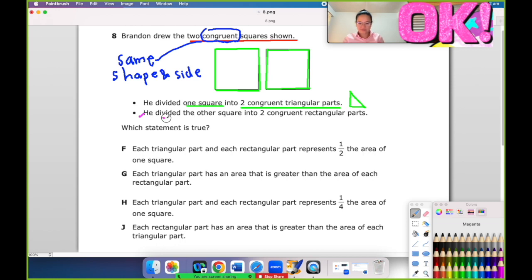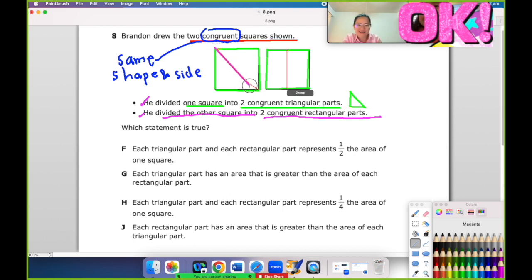He divided the other square into two congruent rectangular parts. Which statement is true? Okay, let's go. For the first one, he divided one square into two congruent triangular parts. That means the triangle parts have to be the same shape and same size. How did you divide them, Grace? Can you write down here how you divided the first square into two congruent triangular parts? Very good.